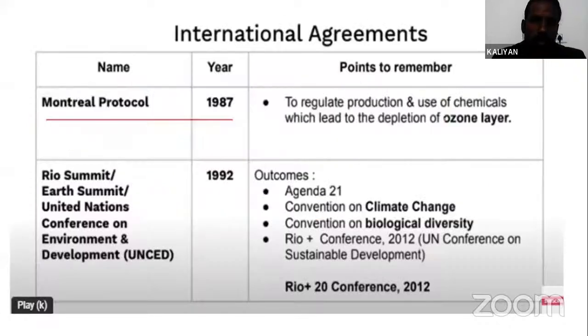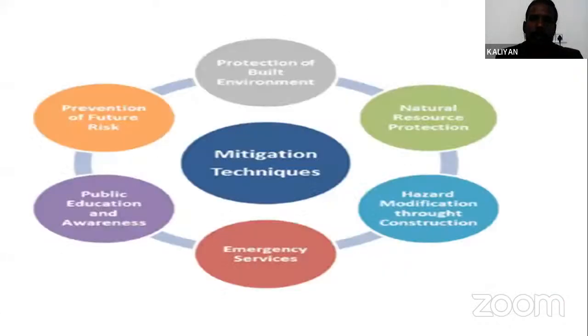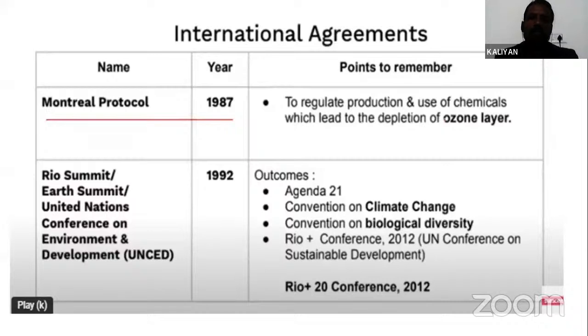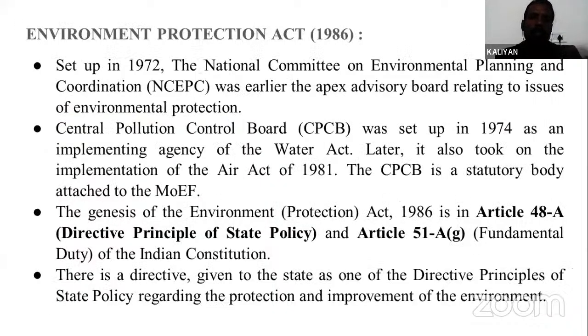And next, there are some international agreements. We will go through them one by one. And before going there, we will look at the Environmental Protection Act 1986. In 1972, the National Committee on Environmental Planning and Coordination issued the environmental protection. The genesis of the Environment Protection Act is Article 48A, Directive Principles of State Policy, that we protect the environment, and Article 51, fundamental duty as a citizen, that we need to protect the environment. That is Article 51A, a fundamental duty in the Indian Constitution.